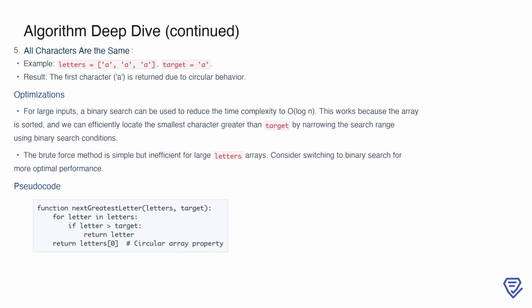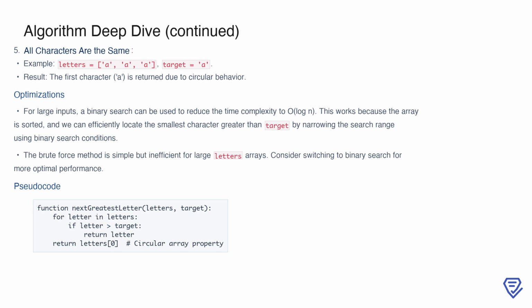Another edge case arises when all characters in the array are the same, for example, all a's, and the target is also a. In this situation, the circular behavior of the array means the first character is returned. While the brute force method works well for small arrays, it can be inefficient for larger ones. This is where optimizations come into play.